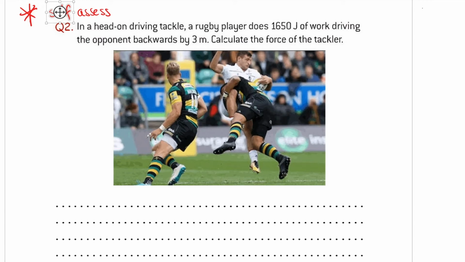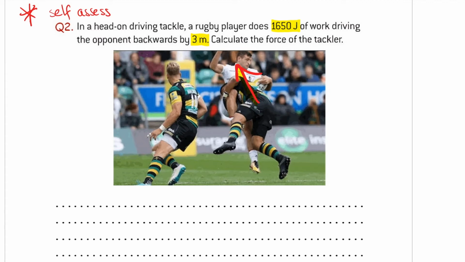So it's asking, in a head-on driving tackle, a rugby player does that much work, 1,650 joules, drives the opponent back by 3 meters. Calculate the force of the tackler. Yes, excellent technique in that tackle. So the force being applied here, we're saying is 1,650 joules, 1,650. Looks like it's Northampton against possibly a French side in the Heineken Cup or European Cup. Anyway, let's do the calculation.